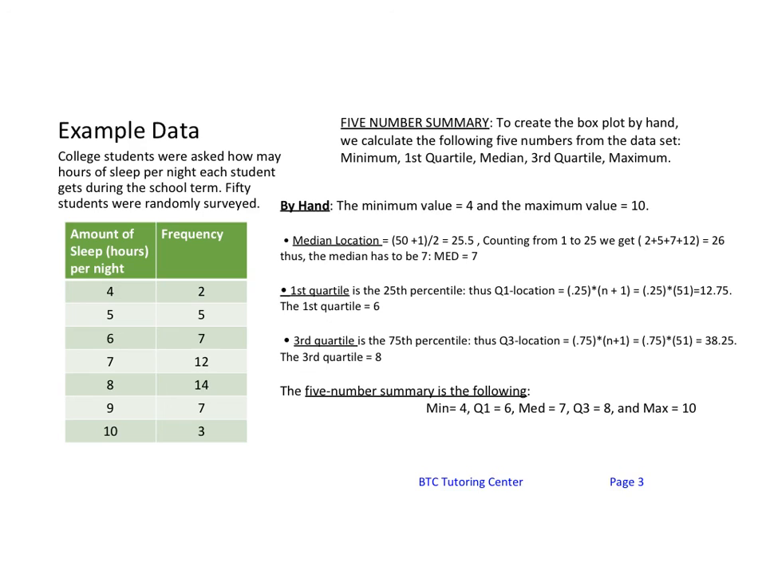So therefore, our 5-number summary is the following. The minimum is 4, Q1 is 6, the median is 7, Q3 is 8, and the maximum is 10.